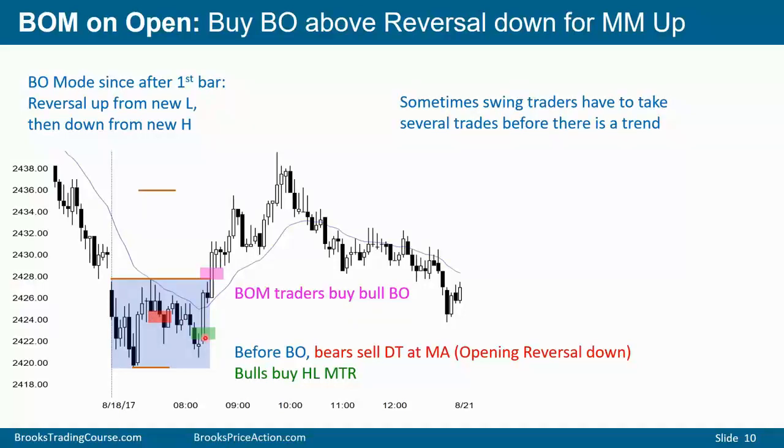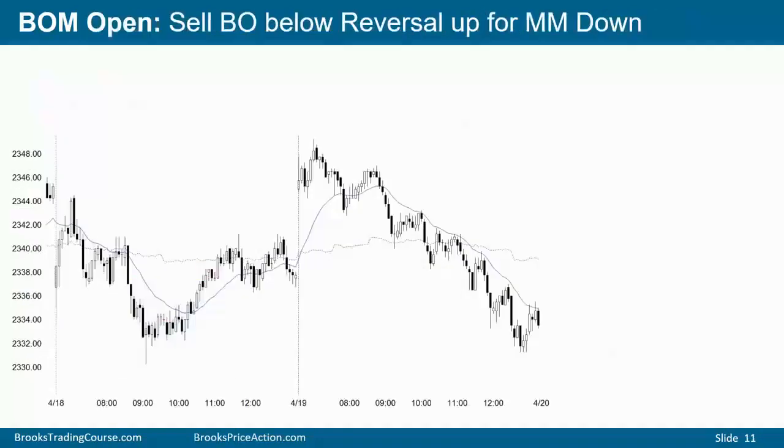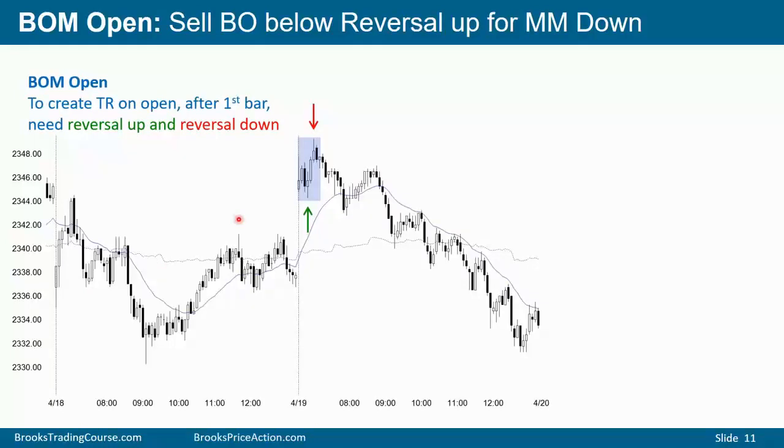A lot of times on the open, when you're looking for a swing, you end up taking one or two entries in both directions before you ultimately get the swing. And you get some small losers, some small winners on the initial entries, and then you finally get a swing. After the first bar, we got a new low reversed up, new high reversed down. That's the minimum needed for the market to get an early trading range.